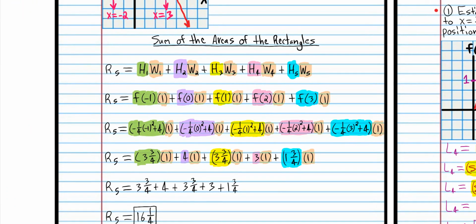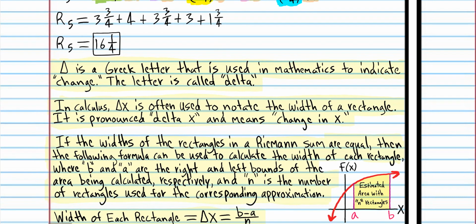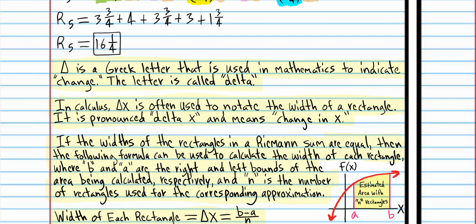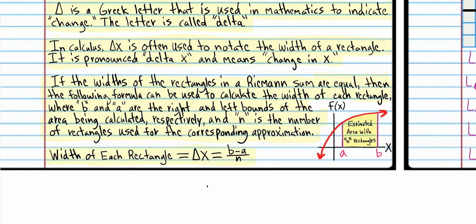So there's a difference. Now, this triangle symbol is a Greek letter that is used in mathematics to indicate change. The letter is called delta in the Greek alphabet. And in calculus, this symbol here, delta x, is often used to notate the width of a rectangle. It means change in. Or you can say it's the difference between two x values.